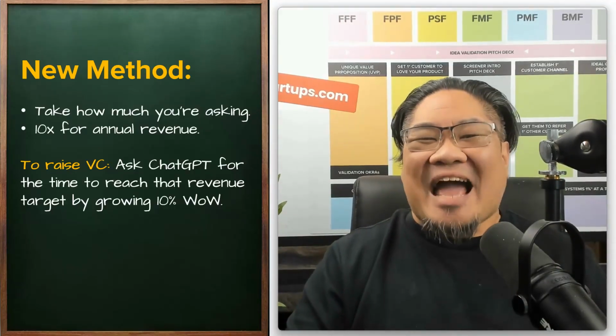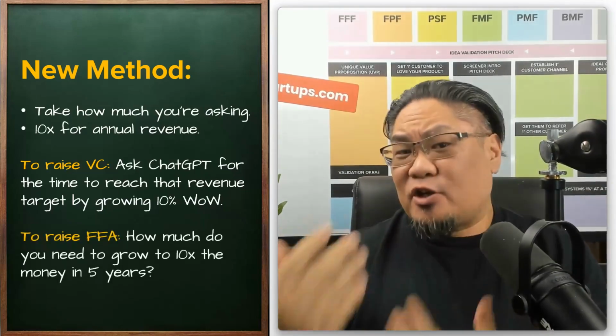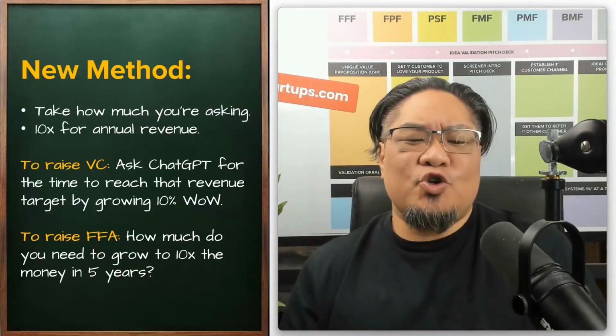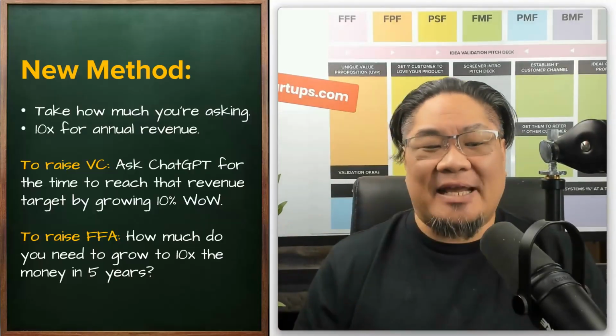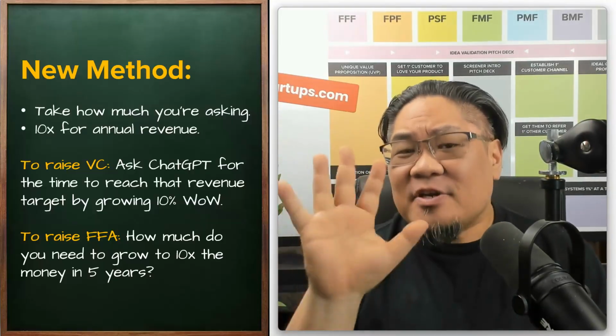To raise outside of VC, FFA, which includes generous angels, how much do you need to grow to 10x that money in 5 years? And that 5-year number is very important. Statistically speaking, 80% of small businesses fail within the first 5 years. And that's just a generalized number. It changes depending on the industry.